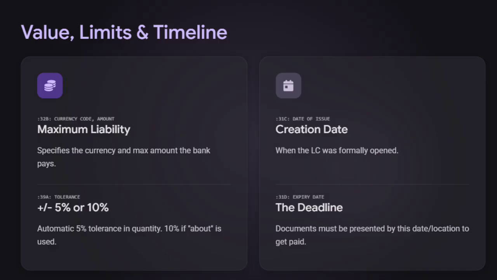And then fields 31C and 31D, they set the clock. They establish the issue date and, really crucially, the deadline and location for the seller to present their documents. If you miss that deadline, the whole deal could be in jeopardy.